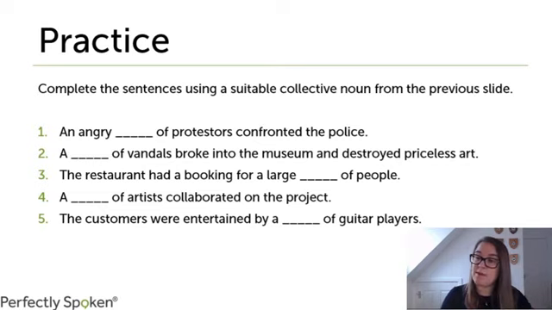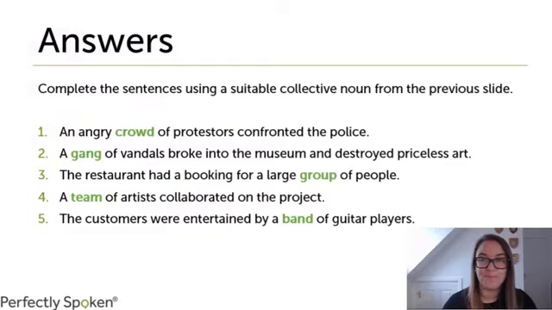Now remember, there might be different options, but the idea here is that you try to use a different noun in each sentence. So not just group. Try to think of a different noun and refer back to the previous slide if you need to. So pause the slide now and see if you can give me 5 different collective nouns. Okay, how did you do? Well, let's have a look at my answers and see if they are the same.